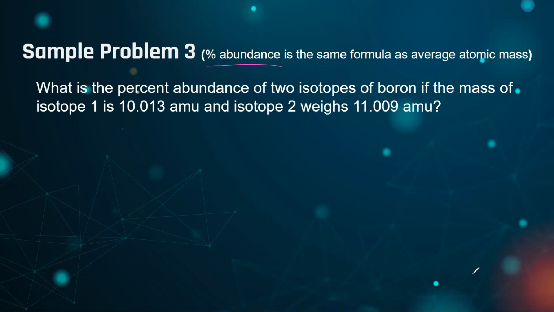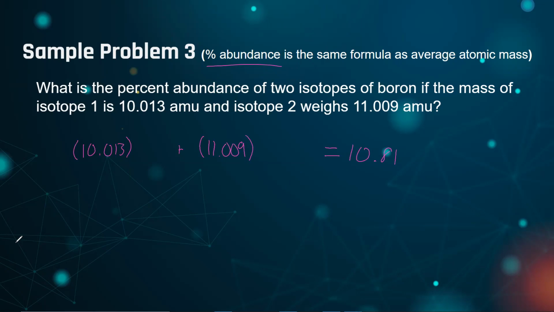So we have to look at the periodic table really quickly to figure out what the average atomic mass of boron even is. And checking real quick, I see that boron's atomic mass is 10.81. So referencing the formula from before, we know that all of that other information has to equal 10.81 at the end. And we know that one of the isotopes weighs 10.013, and the other weighs 11.009.